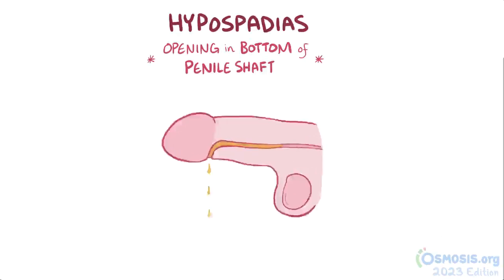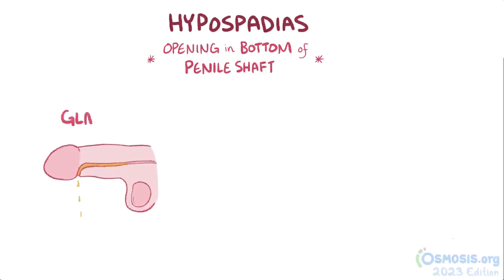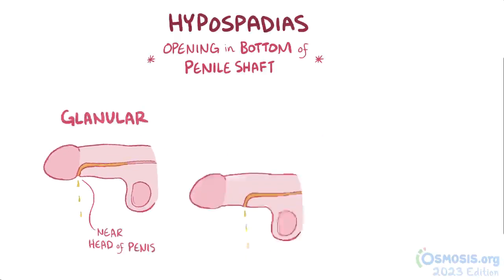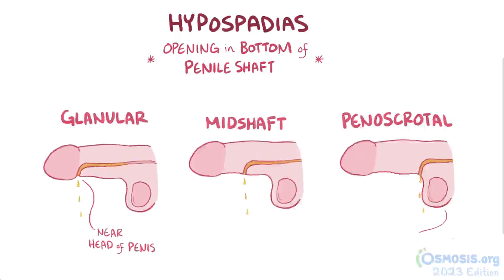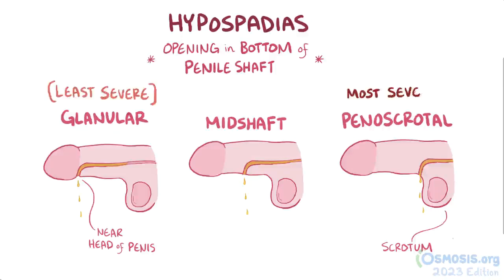Anatomically, hypospadias can happen in 3 areas: glandular, which is near the head of the penis, midshaft, which is the middle of the penis, and penoscrotal, where the penis and scrotum come together. Generally, the least severe hypospadias are glandular, and the most severe are penoscrotal.